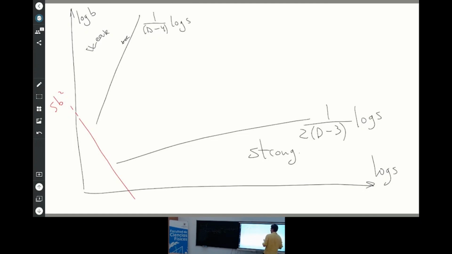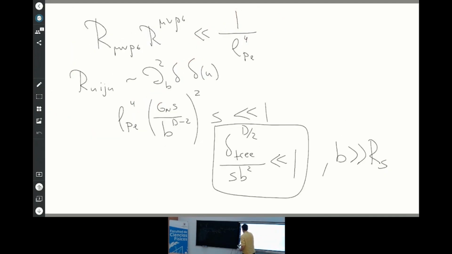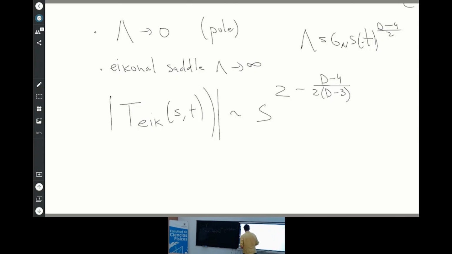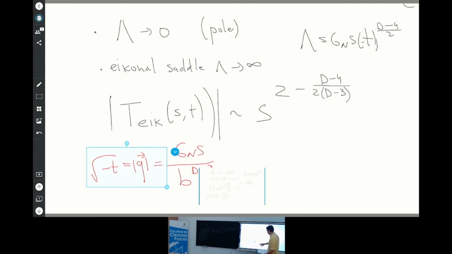But now we have a new line, which we add to this picture. And this new line is located here, let's say. And this is the line 1 over d minus 3 log s. This is the line of the eikonal saddle. So this is precisely what we got here. Well, I don't have this expression for the eikonal saddle. Let me write it again. It was square root of minus t, which is the same as q, equal to G Newton s b to the d minus 3. So if you want to keep q fixed, say, and you take energy to be large, then you see that b scales like s to the power 1 over d minus 3.